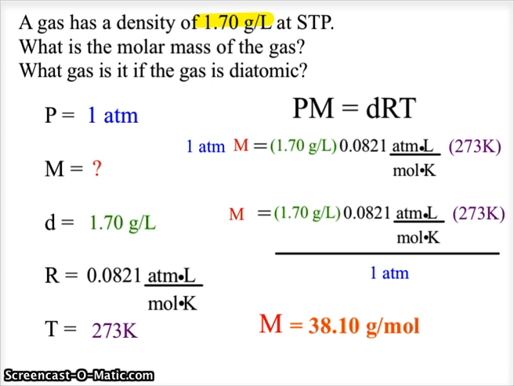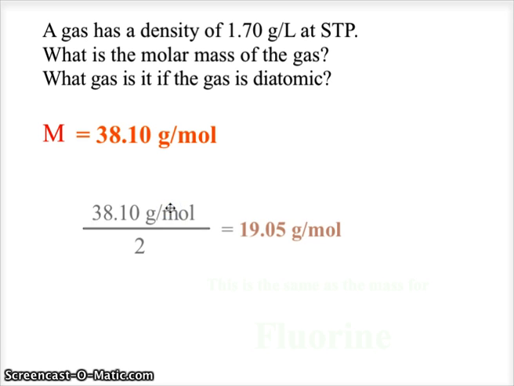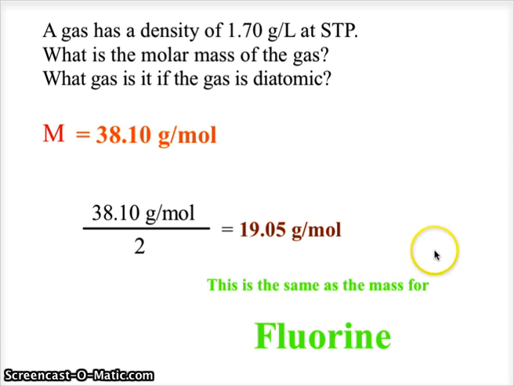Now that molar mass, we are looking for which gas is it? Well, it's a diatomic gas. So what we're going to do is take that 38.10 grams per mole, and knowing that it's diatomic, we can divide that by 2, which will give us 19.05 grams per mole. And when we look that up on the periodic table, this is the mass of fluorine. So fluorine is 19.0 times 2 would give us the 38.10. So our molar mass tells us that the gas we are using is fluorine.